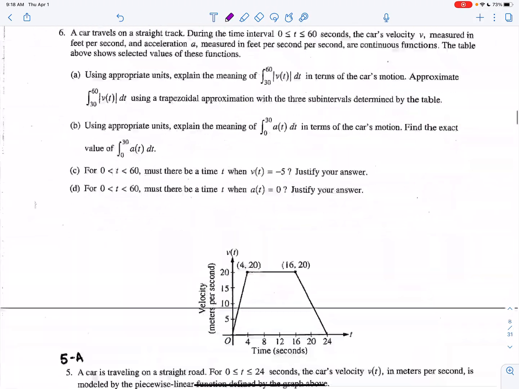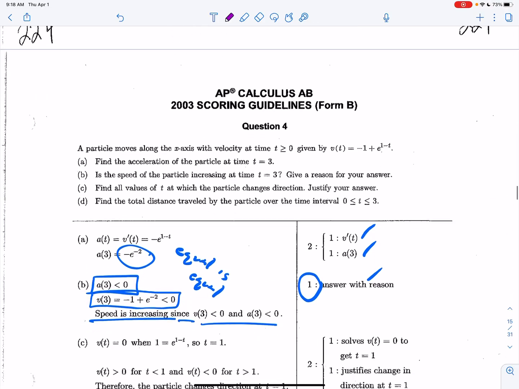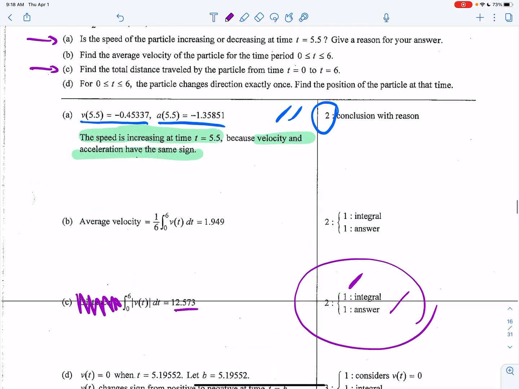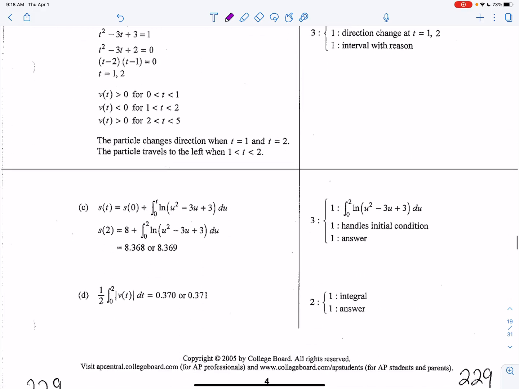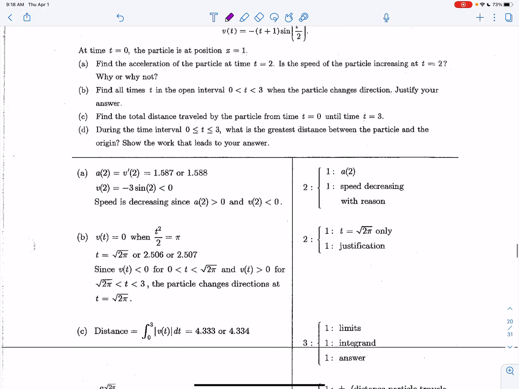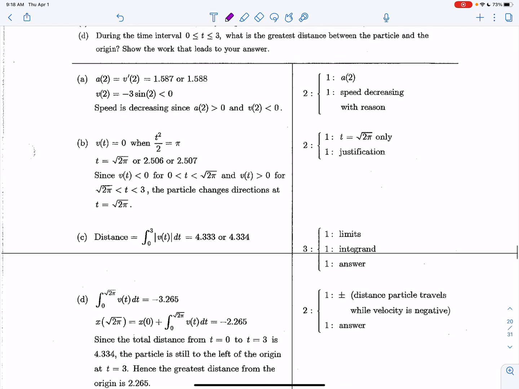Okay, 2003 Form B, number 2. Here we go. Okay, they were very generous in this one.